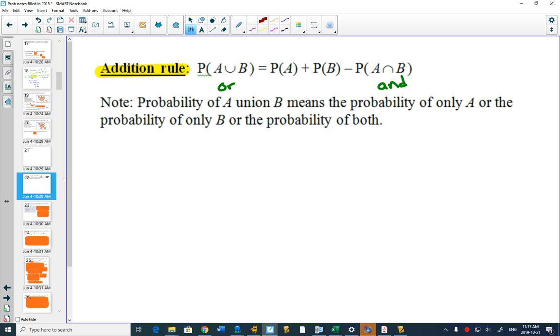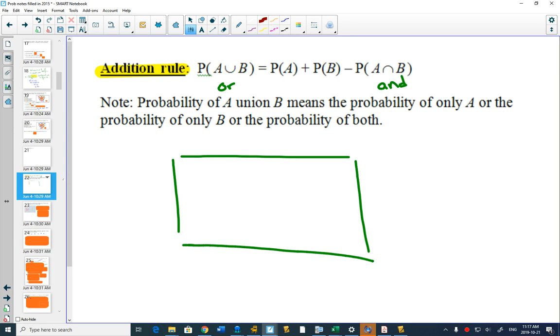Here's the addition rule. If you wanted to figure out what's the probability of A or B, we can really see this and understand this well if we think about a Venn diagram. In blue, I've got my circle for A. In black, I have my circle for B.